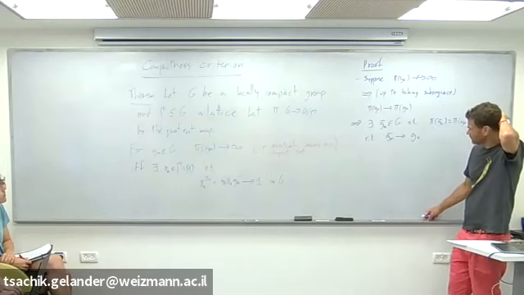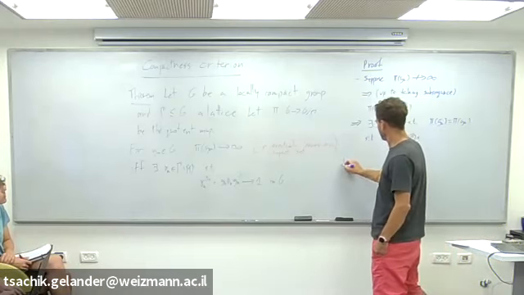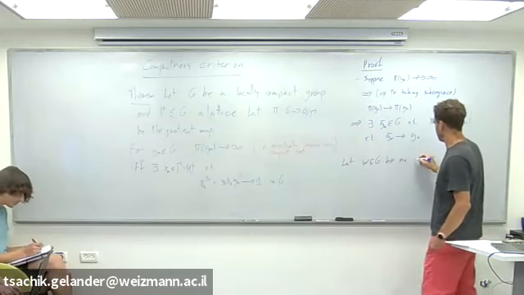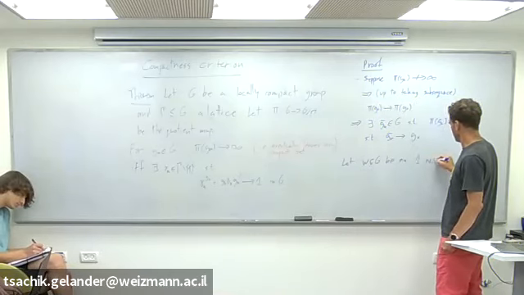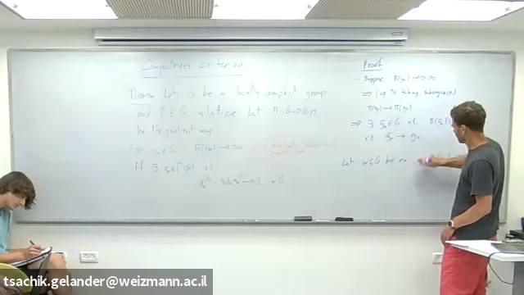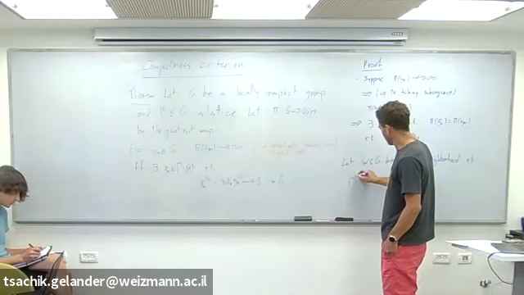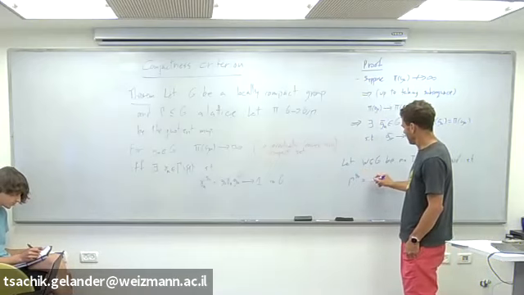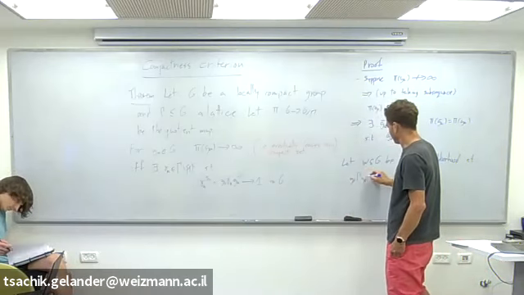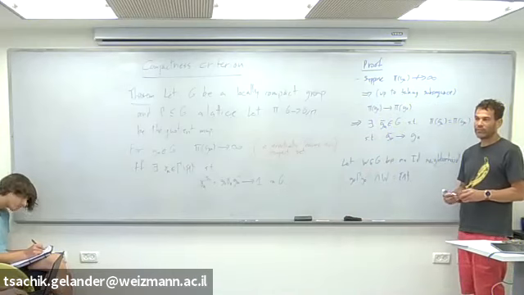So let W be an identity neighborhood, an ID neighborhood, such that the discrete group G0 gamma G0 inverse intersects W trivially. So that's a discrete group. You can find such a W.